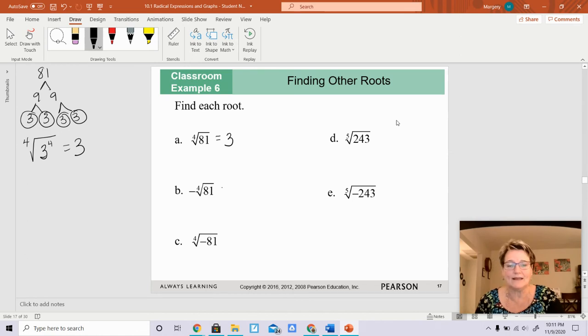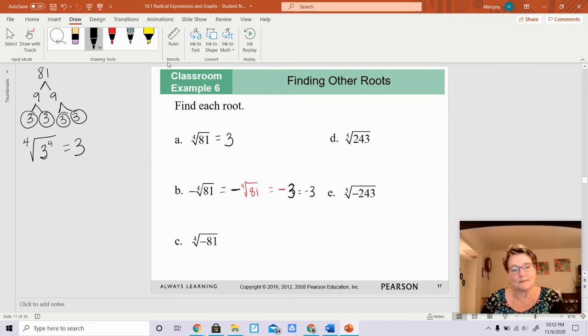Now this one has the negative on the outside. Now the negative on the outside, and then we have the fourth root of 81. Sorry, that's the fourth root, my bad. We already did this one. The fourth root of 81 is just 3. So 3 times a negative is just negative 3. Okay? Remember, the negative on this one was on the outside.